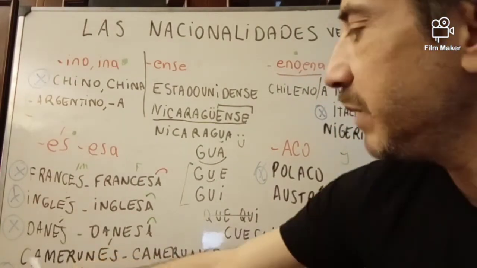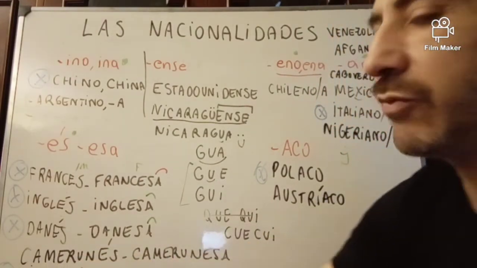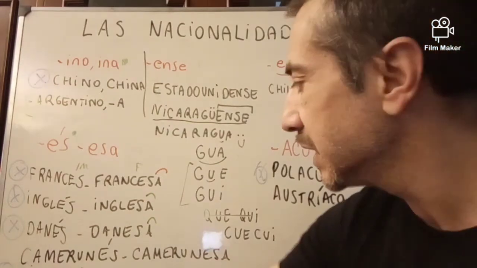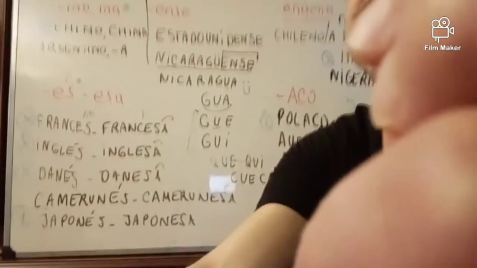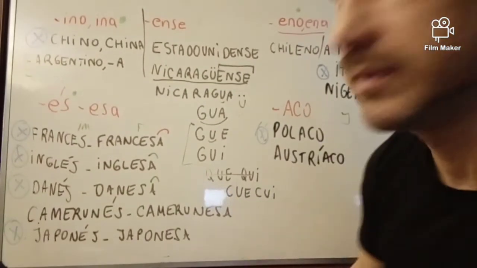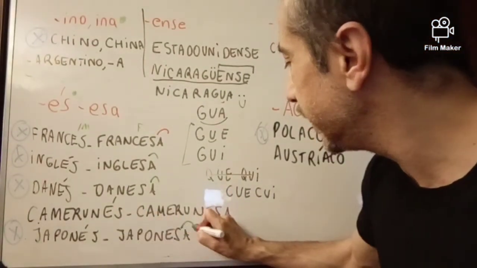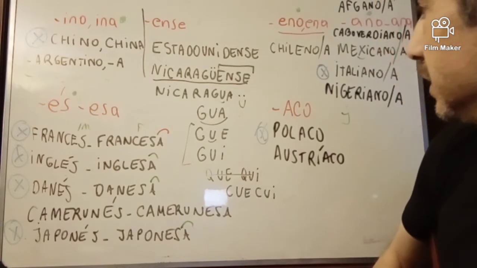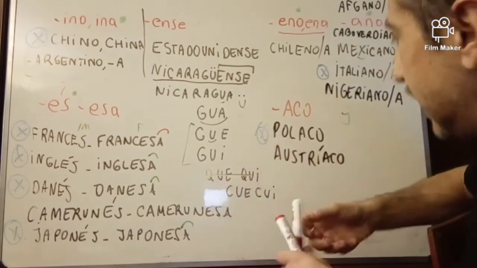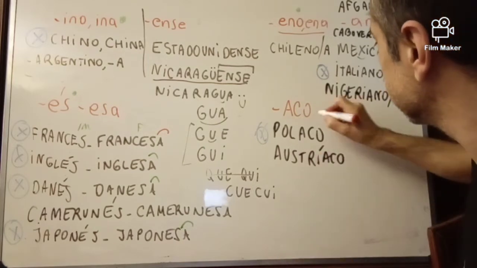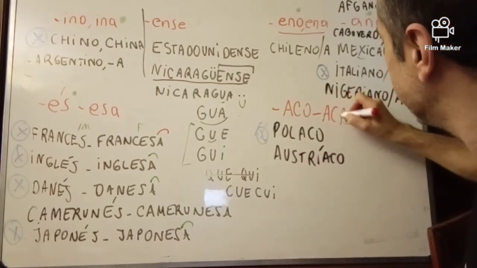From Cameroon, camerunés, camerunesa. From Japan, japonés, japonesa. Oh, it's down there. Japonés, japonesa. Another typical ending is aco, aca.